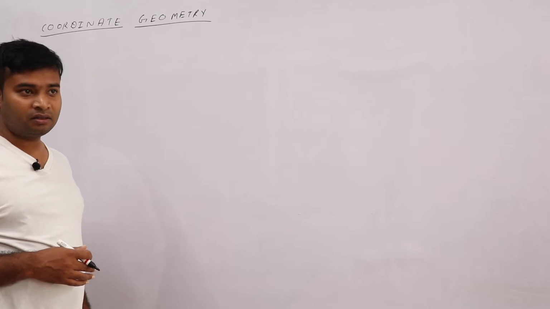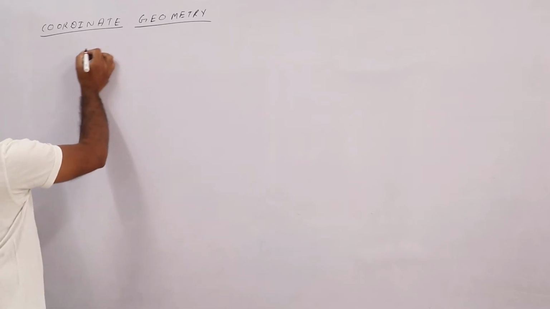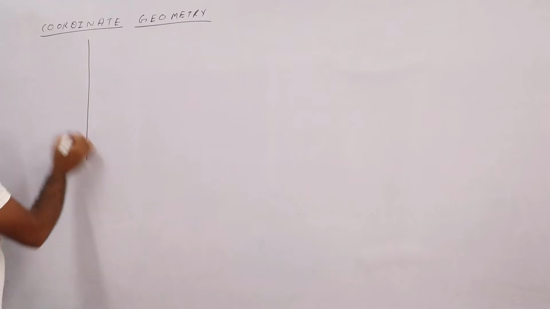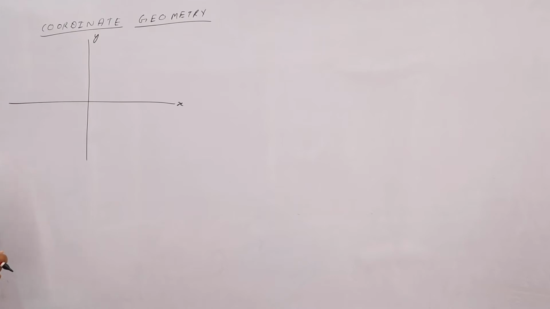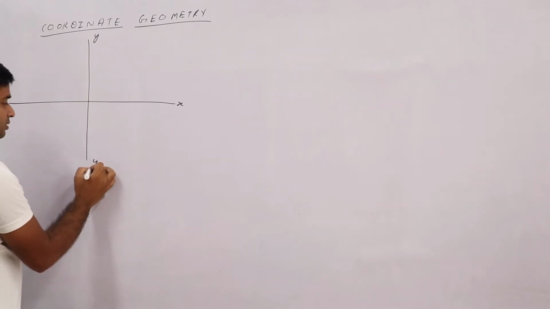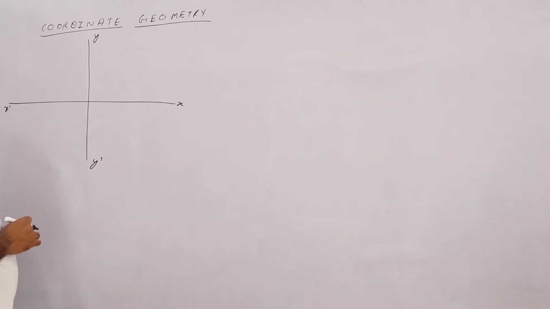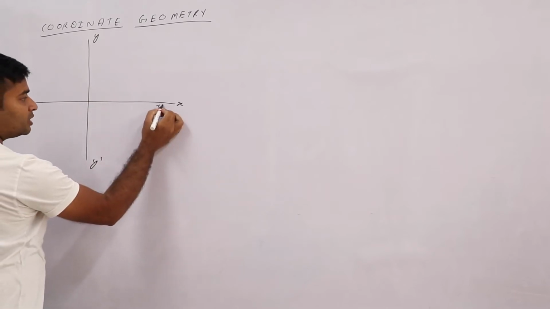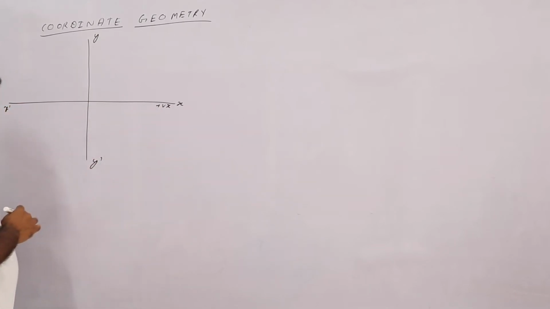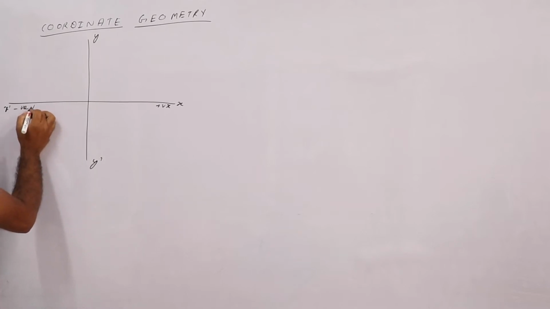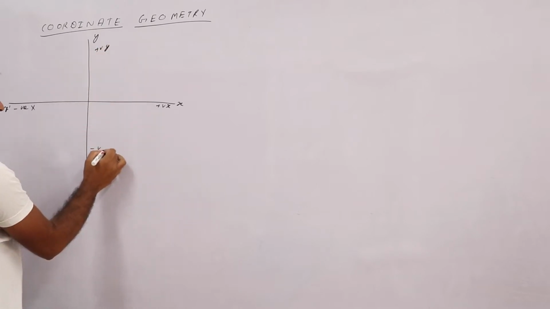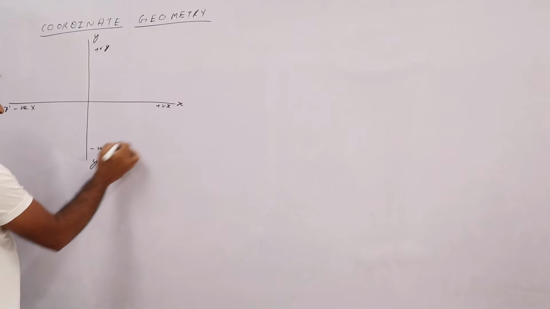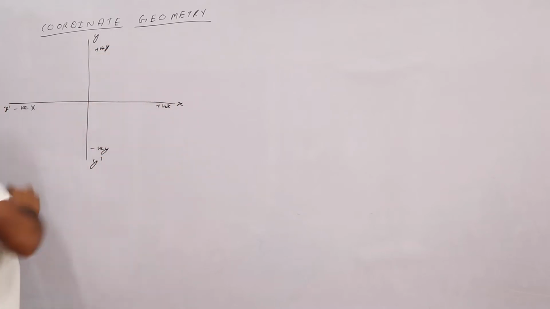We have learned the coordinate system before also, but one more time, see. X-axis, y-axis, then x dash, y dash. Here this is the positive x, this is negative x. This is positive y, this is negative y. Correct? This whole thing you know, right?